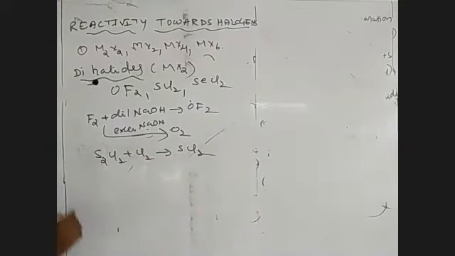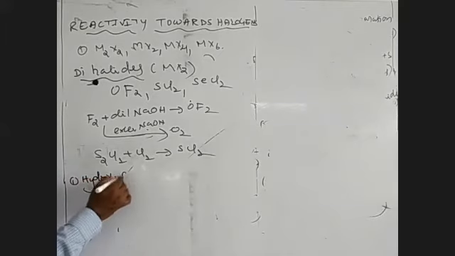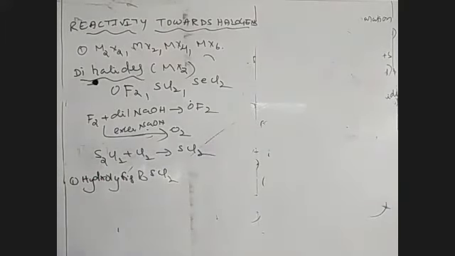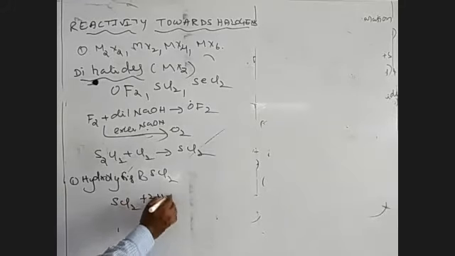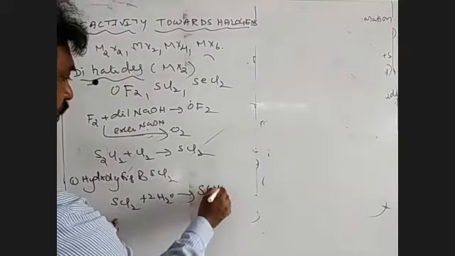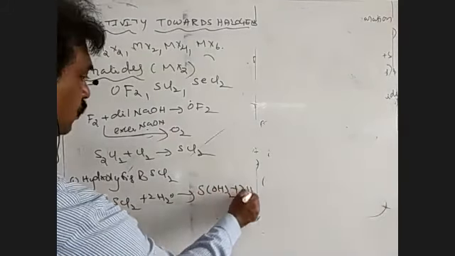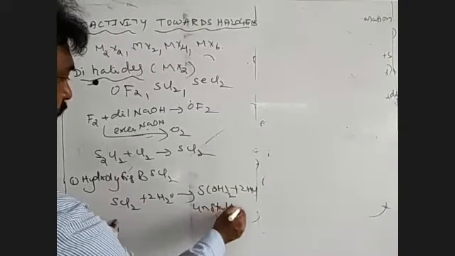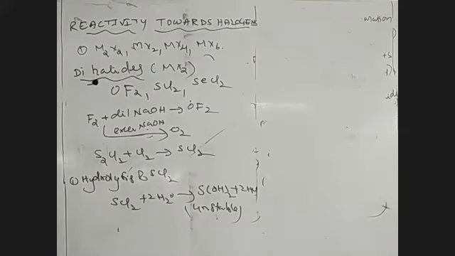SCl2 undergoes hydrolysis. When it reacts with water, HCl is eliminated, and S(OH)2 plus 2 HCl is formed. H2SO2 is an unstable oxyacid.